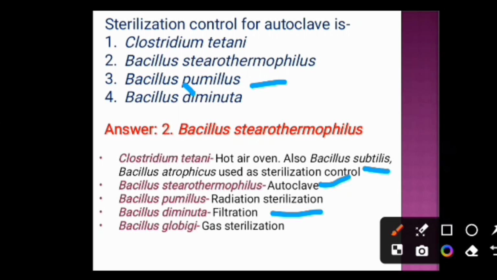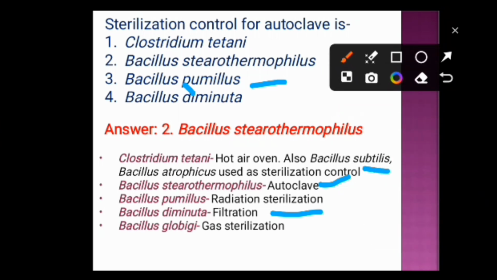Thus, you can remember that Bacillus pumilus is the sterilization control for radiation sterilization. Next is Bacillus diminuta. This Bacillus diminuta is the sterilization control for filtration. Minute particles are passed through the filtration. In filtration sterilization, the minute pore size will be present in the filtration. By this, you can remember this filtration sterilization.